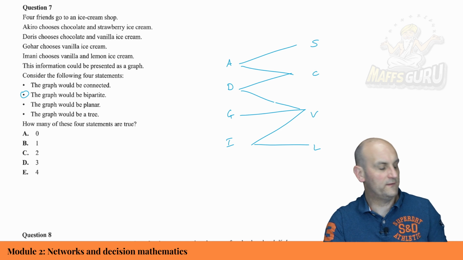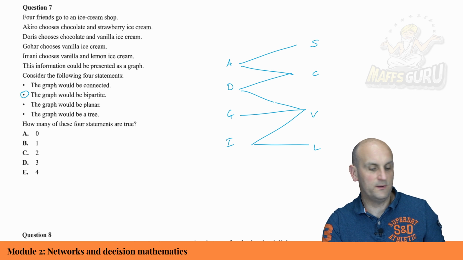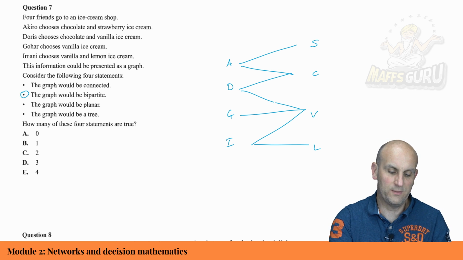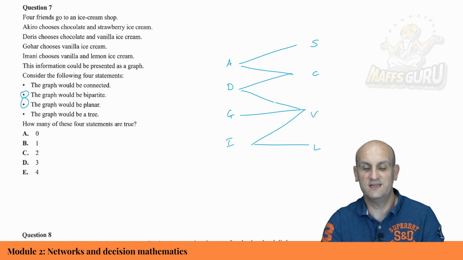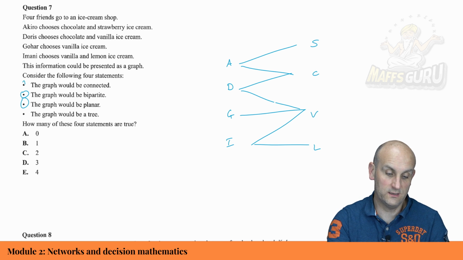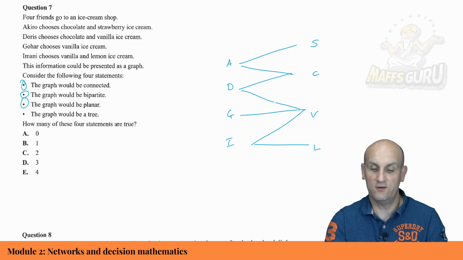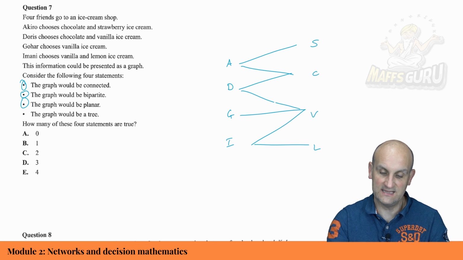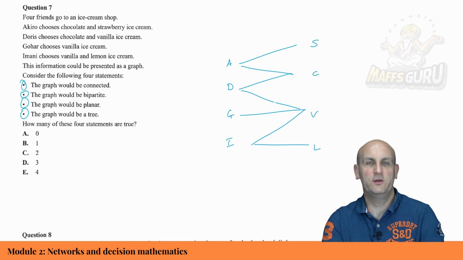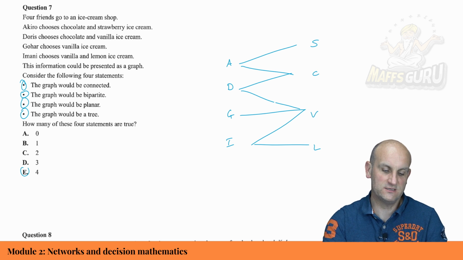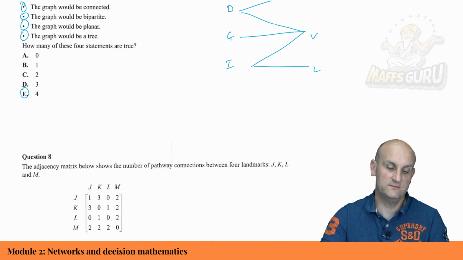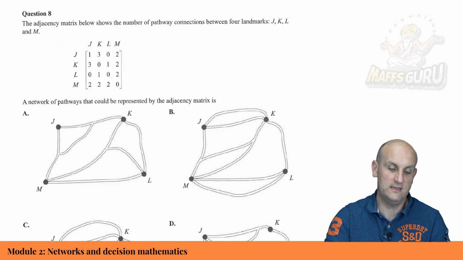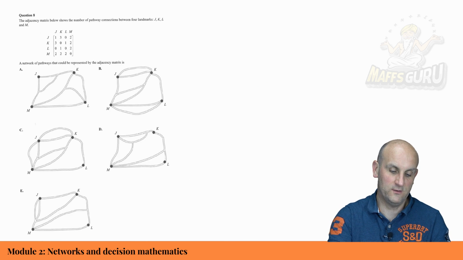Now, when I looked it up online, I'm fairly sure it said a graph that is bipartite is also planar. The graph is connected. Well, yes, all those parts are connected, and the graph would be a tree. Again, yes, that could be drawn in a different way as a tree. Again, if I'm honest, my knowledge of this is a bit sketchy, but the consensus seems to be E. If you can explain it better to me, please do. Leave a comment below, and life is good.